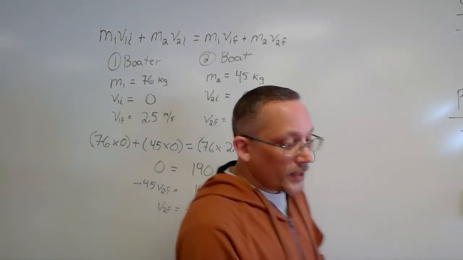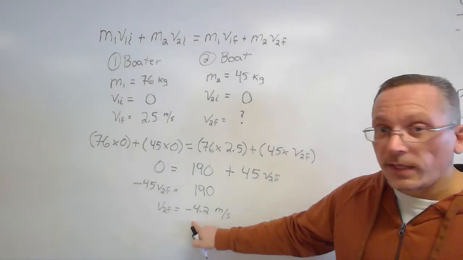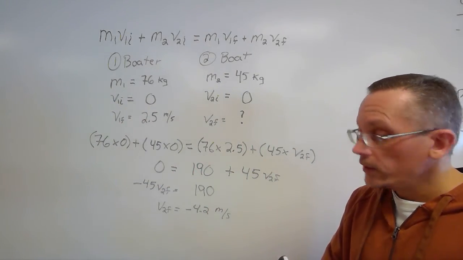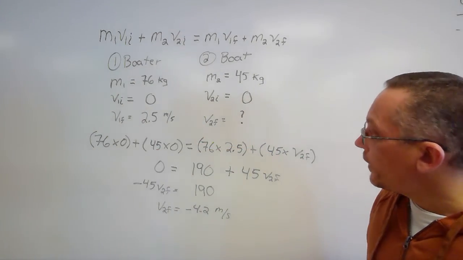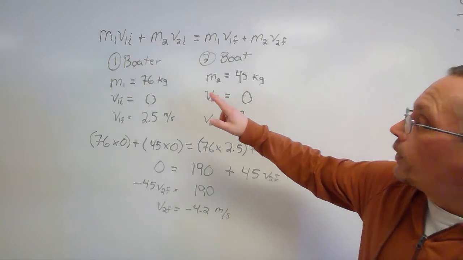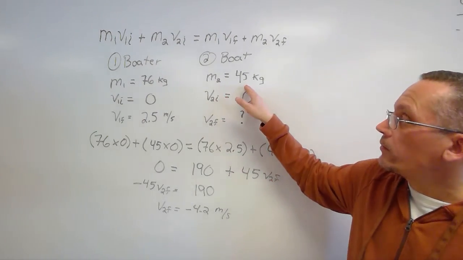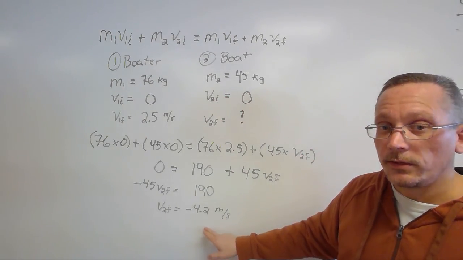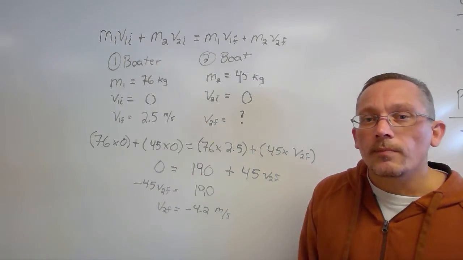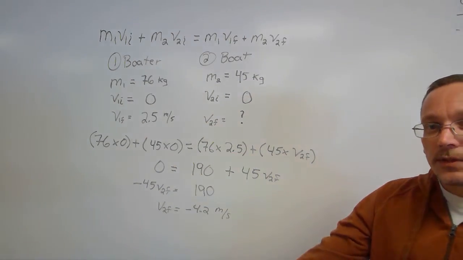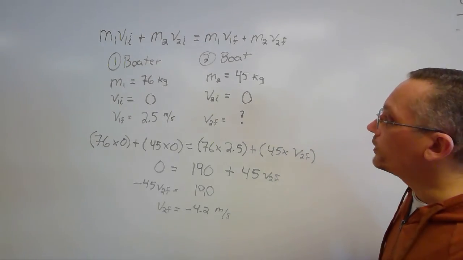Okay, so the answer sort of makes sense. We expected it to be negative. We expected it to be in the opposite direction of the boater's initial velocity, right? The boater had a higher mass than the boat, so I can expect the boat's velocity to be higher than the boater's velocity. So the answer makes sense to me. So here's an example of using the conservation of momentum equation.